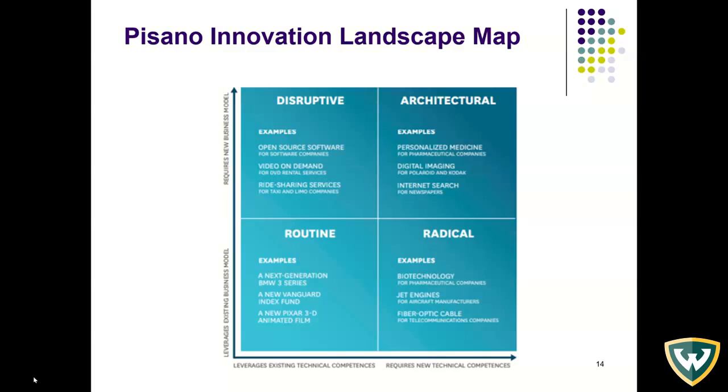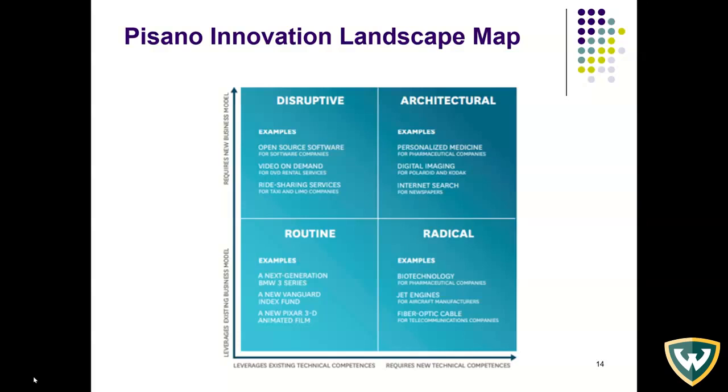As we go up the vertical axis, we're looking for a new business model. When we're talking about disruptive innovation, it's a word that we use sort of generically, like Kleenex, but Pisano describes it in a very specific way, which helps us to understand the differences in these types of innovation. So disruptive innovation requires a new business model. Some of the examples he gives are open source software, like we talked about, things like Linux, video on demand for DVD rental companies, ride sharing services for taxi and limo companies.